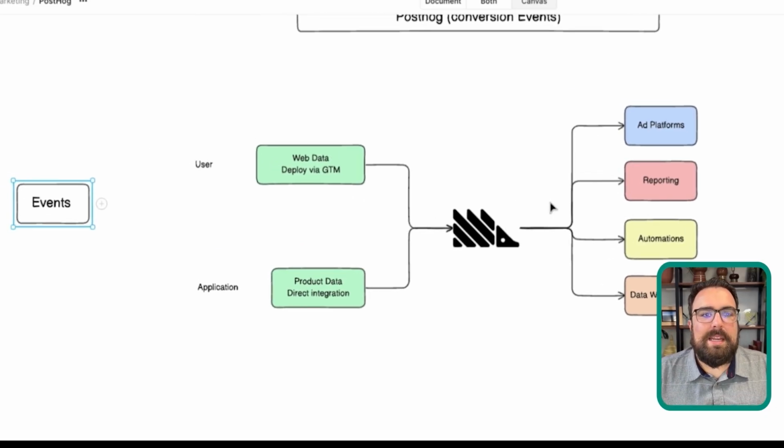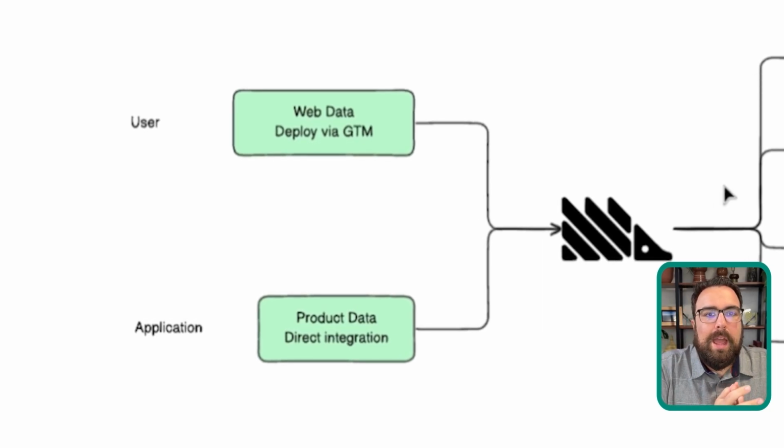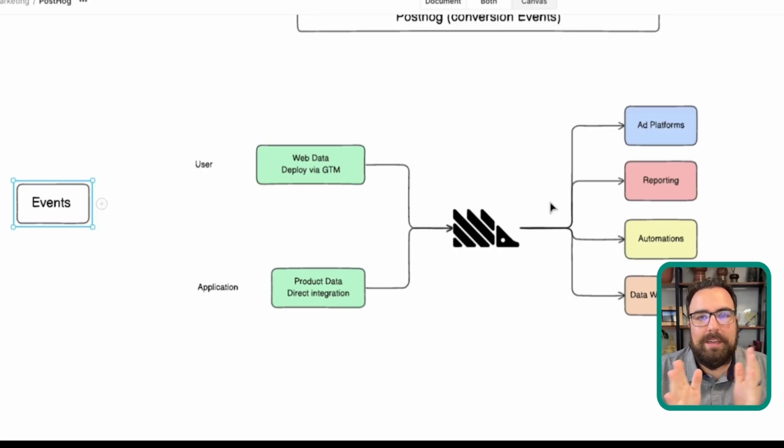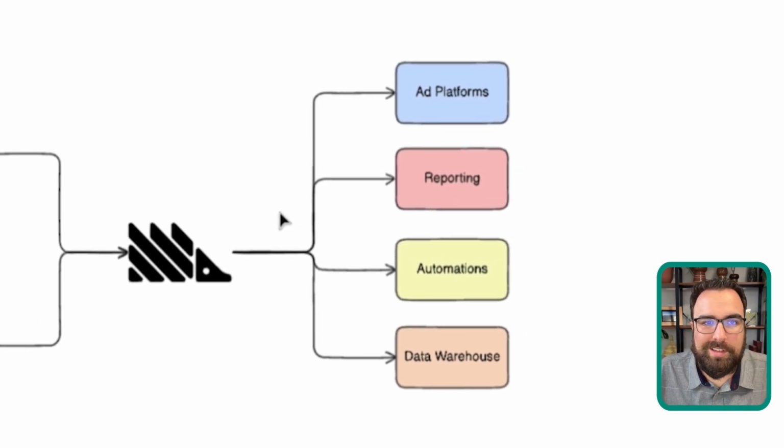We first have the website, so web analytics, and then we also have product data. You can define your product, whether that's PLG or actual utilization. Just think of it as people interacting with your product versus people interacting with a website, again for simplicity's sake. That data is sent into PostHog, and then it is sent onwards to ad platforms, reporting, automations, warehouses, etc. That is the core function of PostHog.